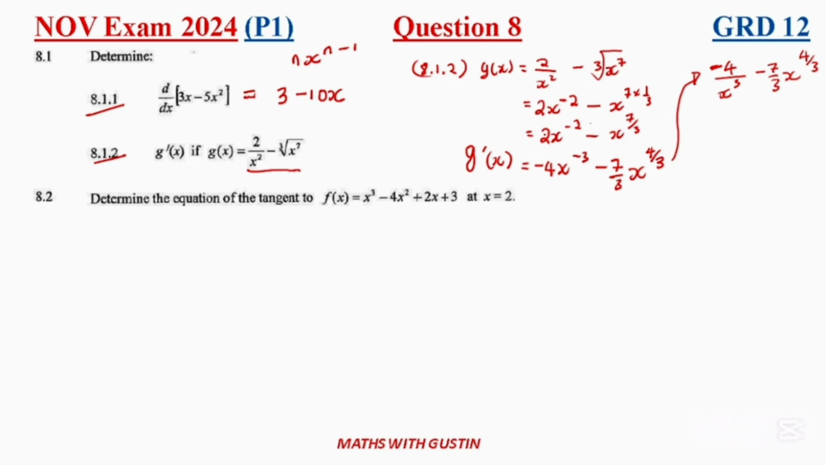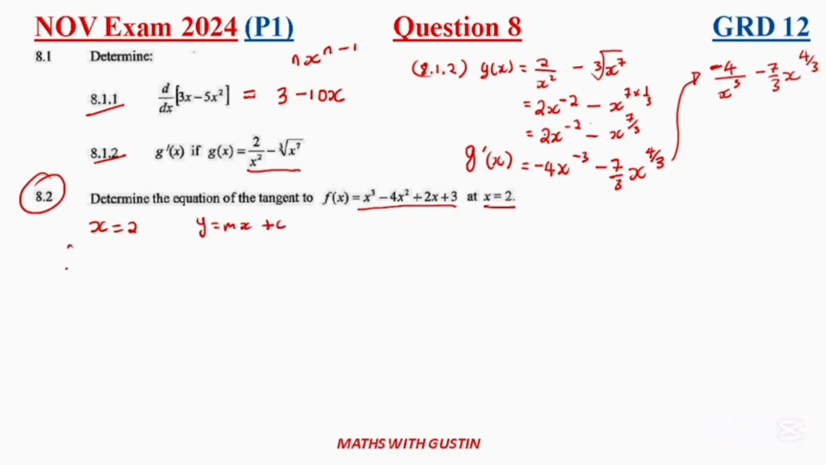Okay, so now let's have a look at 8.2. 8.2 says determine the equation of a tangent to this function at x is equal to 2. All right, so what are they saying? They are looking for a tangent. Tangent, you know, that is a straight line that cuts the curve only at one point. So now what you can do here, you can say, okay, now let's go and find out what is the y value when x is equal to 2. Okay, so because what we're looking for is the straight line function, right?